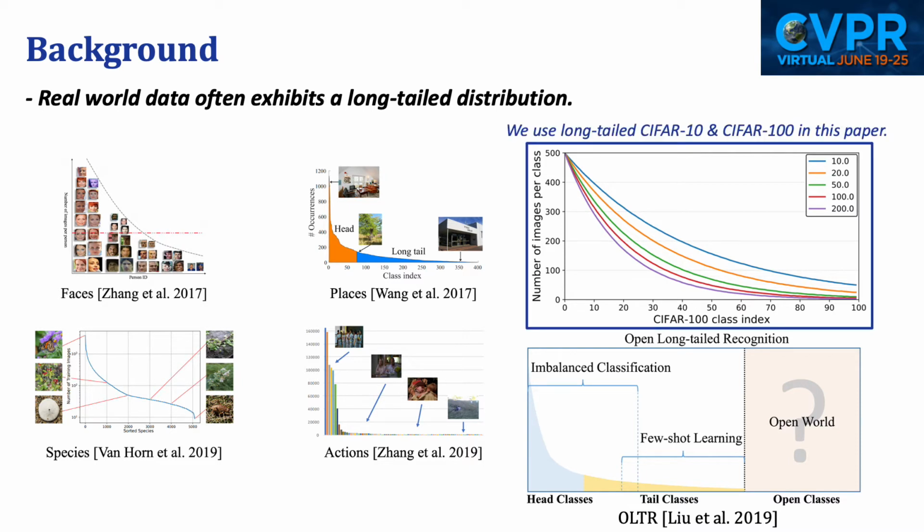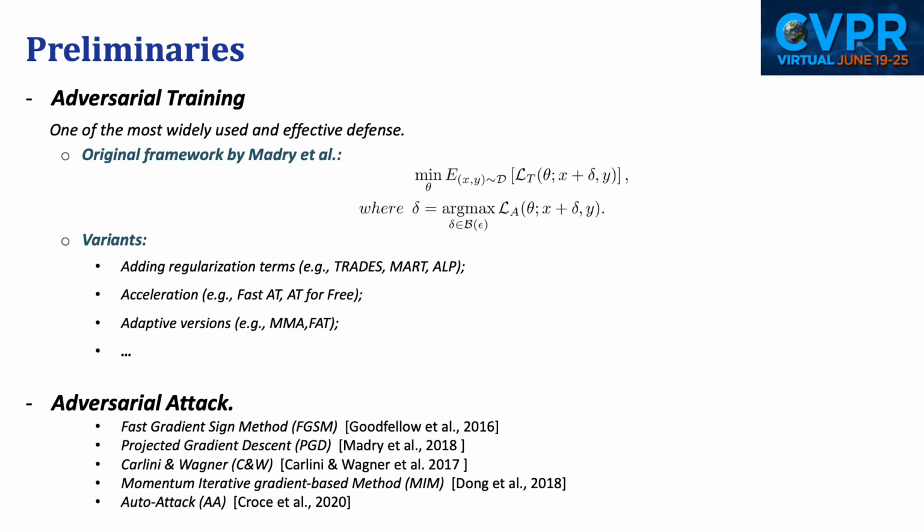In this work, we would like to leverage the manually created long-tailed versions of CIFAR 10 and CIFAR 100 datasets for the main parts of our experiments. We also provide some preliminary results on ImageNet LT in the supplementary. The basic defense framework we use in the paper is adversarial training, one of the most effective and widely used methods. The standard adversarial training and its variants can be formulated as a minimax problem like this. And we would further show how to extend it to better meet a long-tailed distribution.